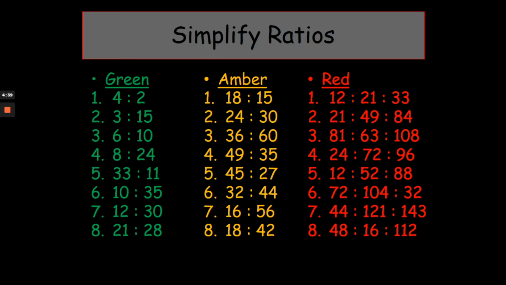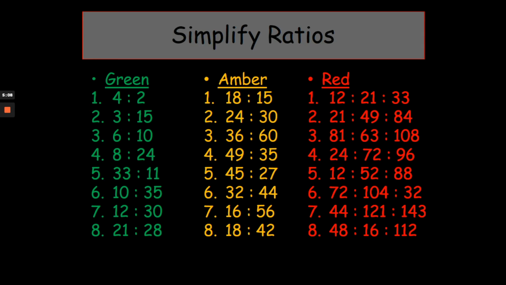If you're a bit more confident, you can go for the amber ones. So what times table are both 18 and 15 in? So that would be the 3 times table. How many 3s are in 18, how many 3s are in 15. You can simplify that ratio. And then if you think you're very confident, you can try the red ones. So here you can see that there are 3 ratios, but the exact same rule applies.